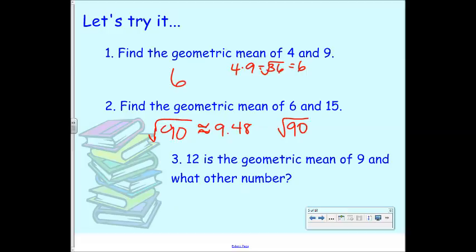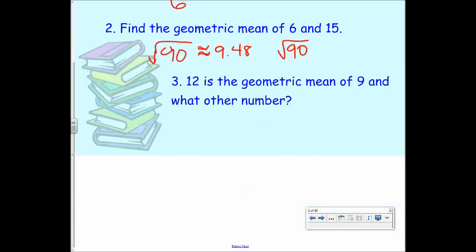Okay, what about number 3? 12 times 12 is 144 if you square it. So you have to divide 144 by 9. Okay. Back up for a second. Why is 3 different than 1 and 2? You're trying to find the other number. It's giving you the geometric mean and you're trying to find the other number. So back up for a second.